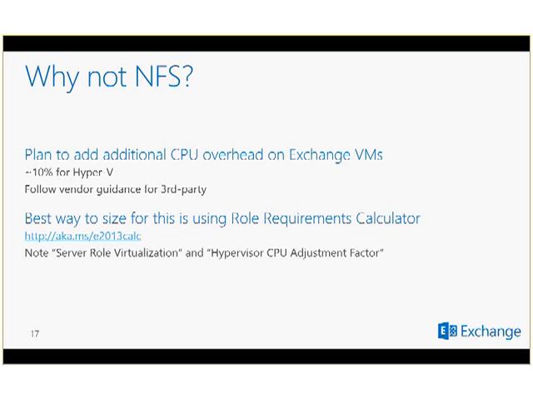Around sizing, this is really interesting. My slide titles are a little bit off here. So this is really around CPU sizing, why not NFS. We want you to plan to add additional CPU overhead on your Exchange virtual machines, typically around 10% for Hyper-V, and that's what our sizing calculator will actually calculate for you if you choose to specify that you're virtualizing. If you are using a third-party hypervisor, we recommend following the guidance from that partner.